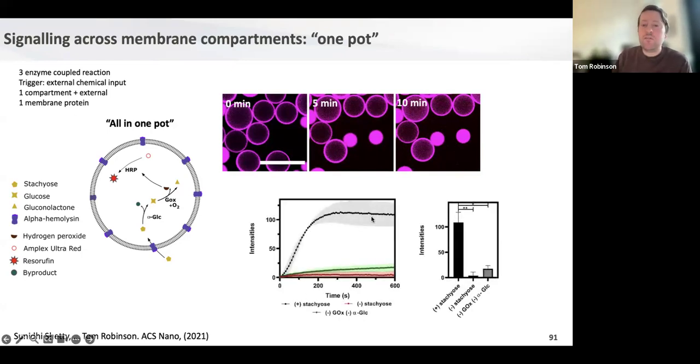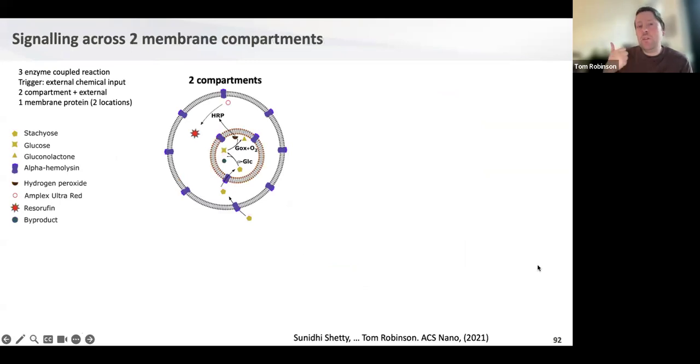We can then quantify this for lots of different GUVs, and then we can see a nice plateau in the signal as the input molecule gets used up. We can perform controls without the input molecule and without the enzymes and show that only when we have these things present do we have a significant increase in the signal. So everything works. Let's make it a little bit more complicated.